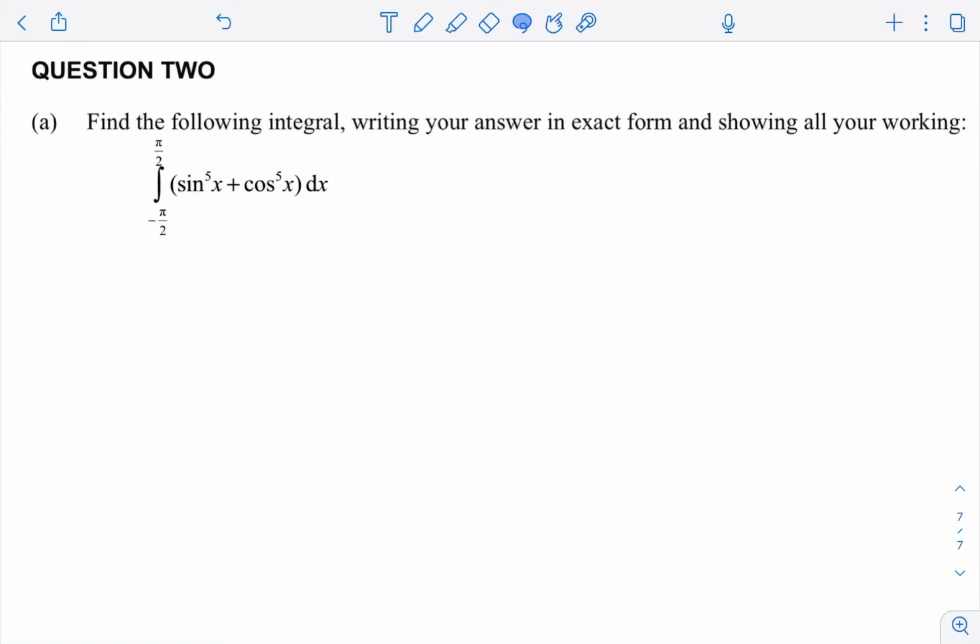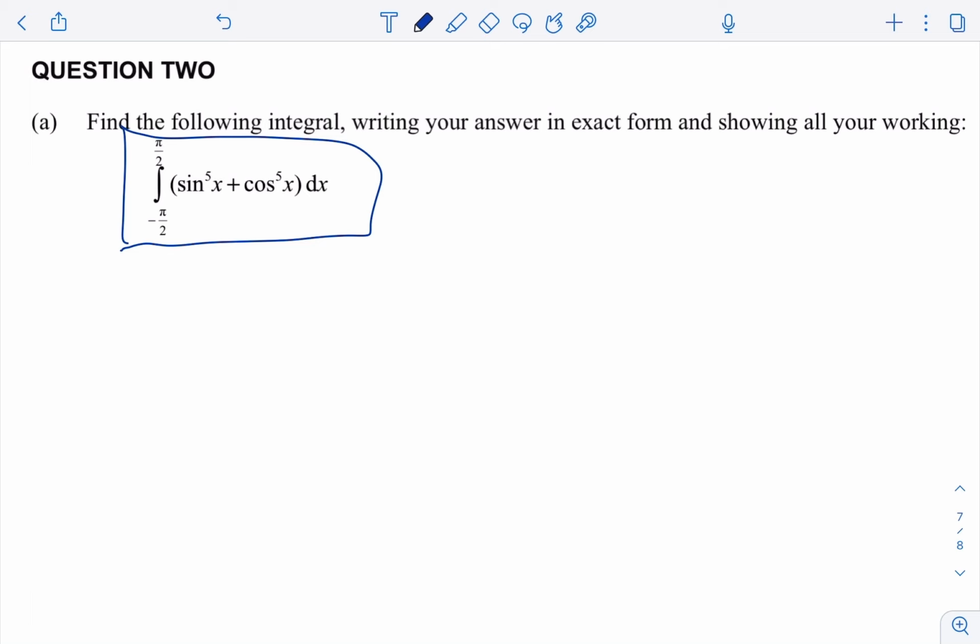This is question 2A from NCEA Scholarship 2016 Calculus. All right. So this is an integral of sine to the fifth x plus cos to the fifth x.